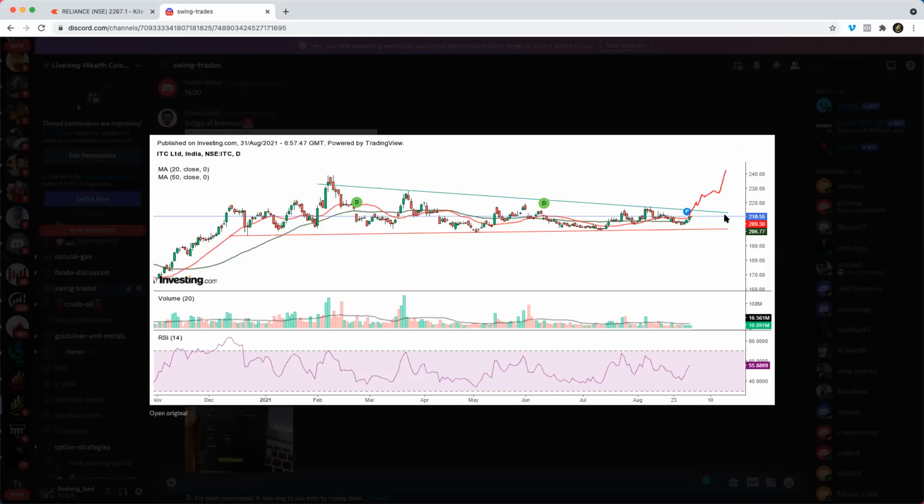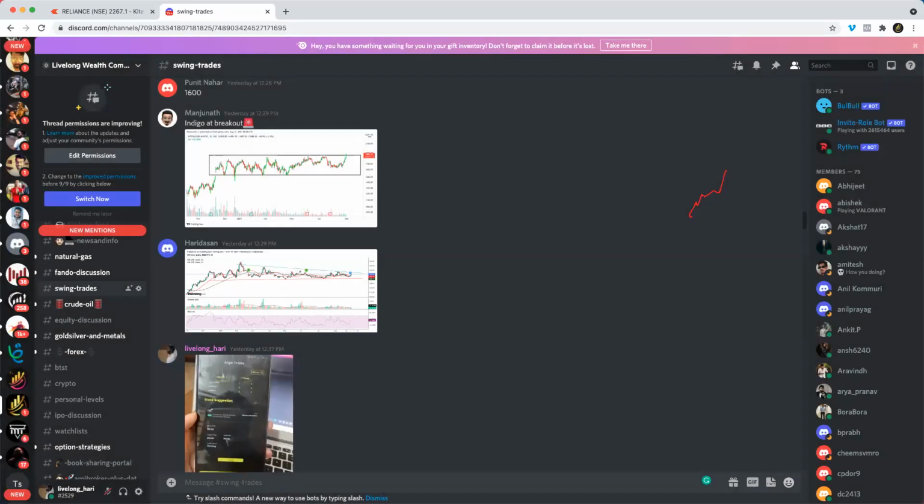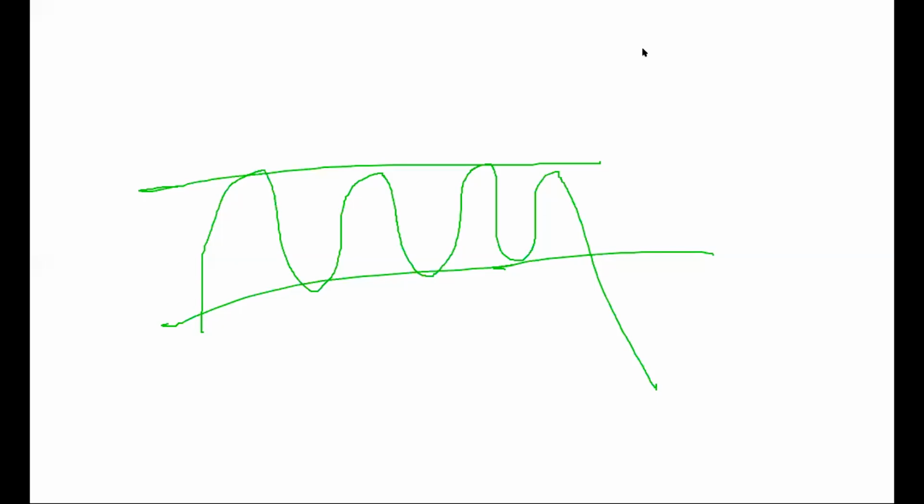So I hope I have been able to convey to you in simple words what a breakout is. Once again, to conclude, a breakout is nothing else but a phenomenon where, after a phase of pretty good consolidation, the stock price manages to come out of the range. It could be on the upside, it could also be on the downside. That could actually drive some pretty fast moves.